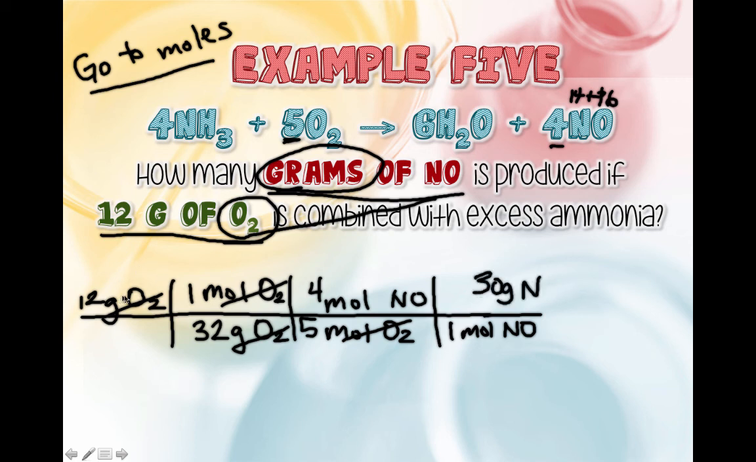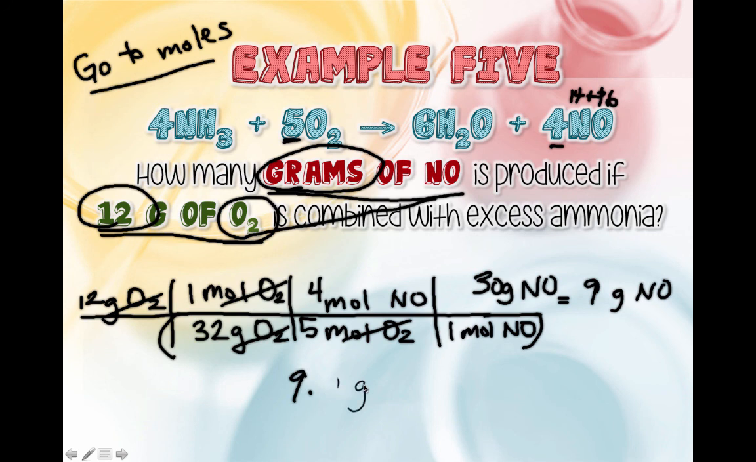Then I multiply the top times the top, so 12 times 4 times 30. Then divide by the bottom, 32 times 5. Be careful in your calculator to divide by the entire bottom, not just one piece of the bottom. And I got 9 grams of NO, but since I started with 2 sig figs, I want to use 2 sig figs in my answer, so I'm going to call it 9.0 grams of nitrogen monoxide.